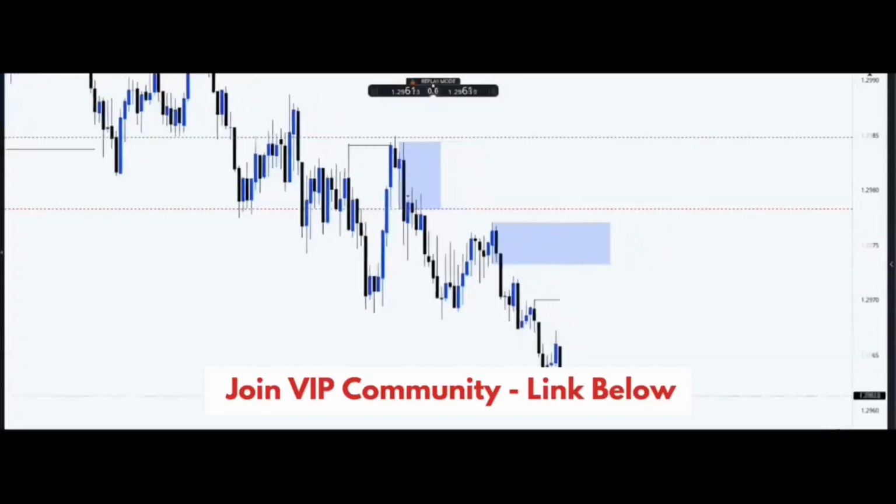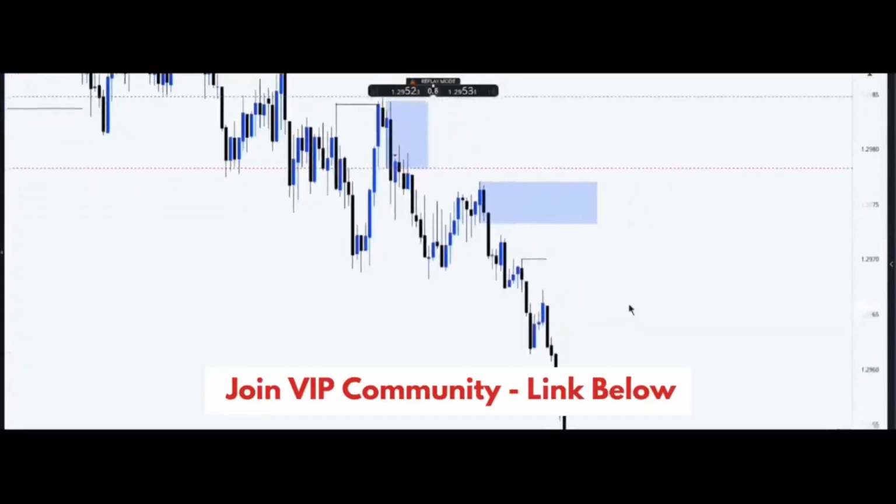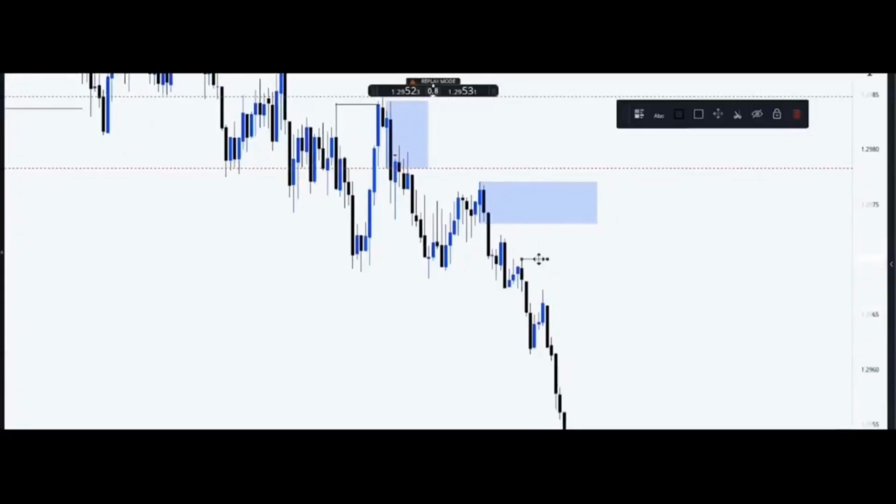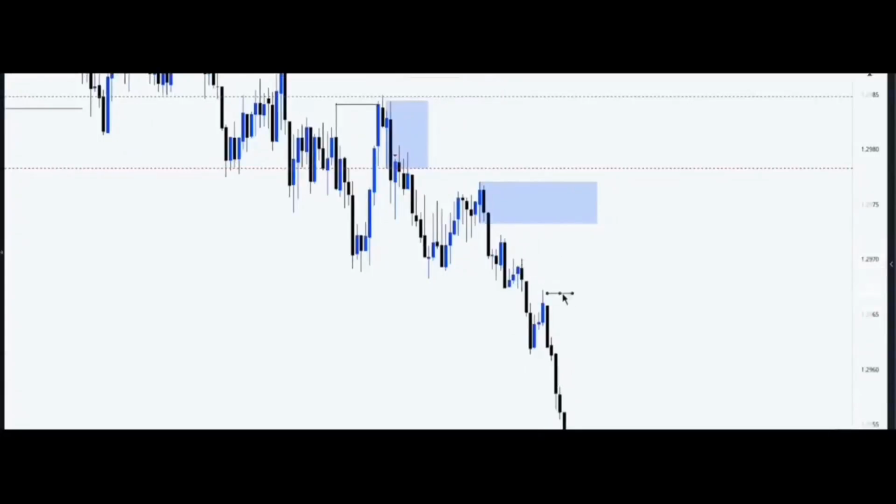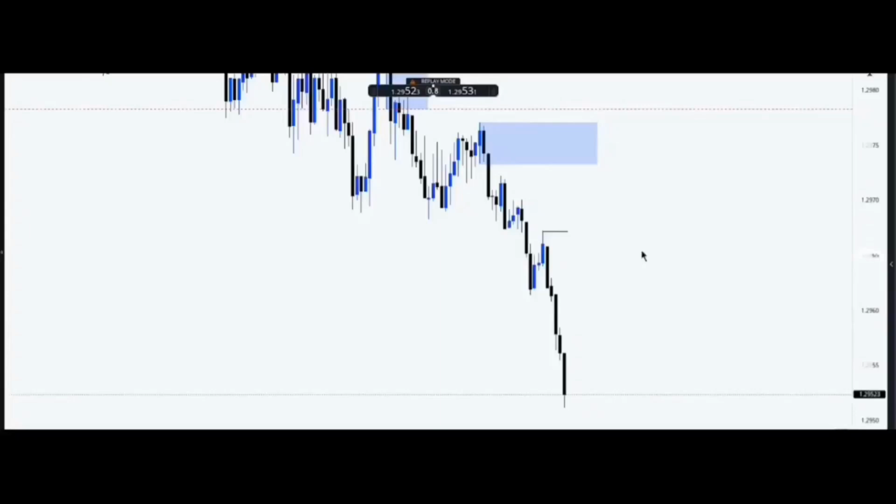Okay, we have a new inducement in place now. So we can transfer this inducement to this point. Simple. And where is our OB here? Well, our area of interest would have been this, but it's already mitigated. So this one is still okay where it is. So we continue.